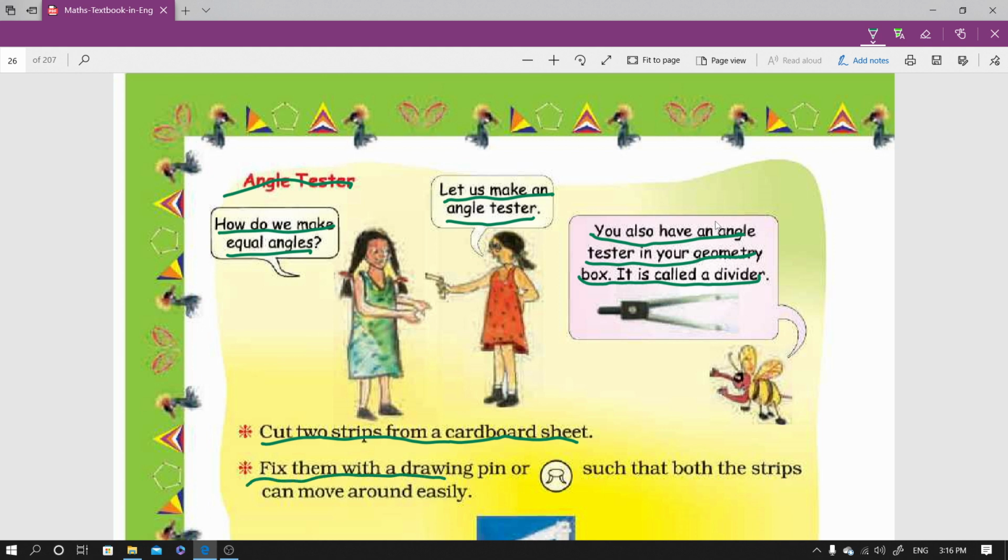Fix them with a drawing pin such that both the strips can move around easily.